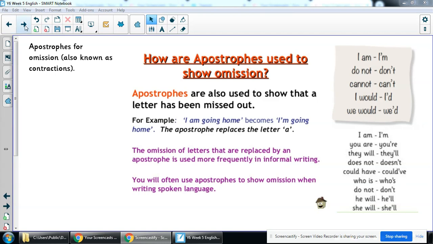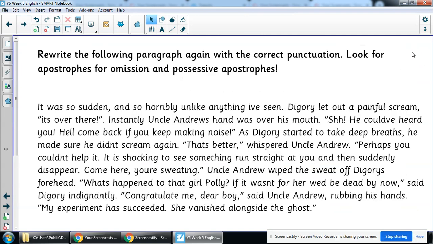Now, today's lesson and today's task is that I want you to rewrite the following paragraph again with the correct punctuation. Look for apostrophes for omission and possessive apostrophes. So we're looking for both types of apostrophes.